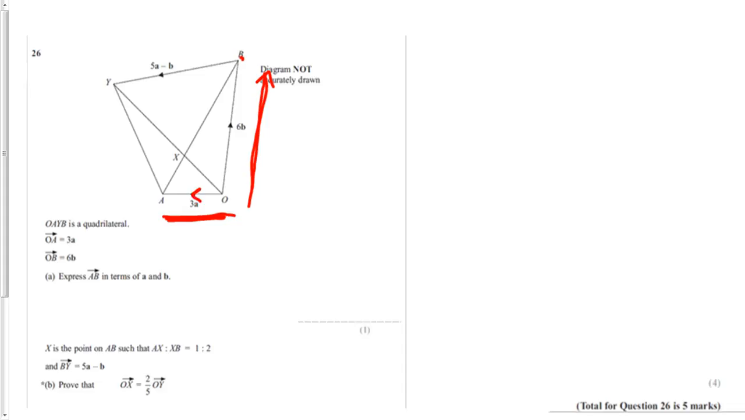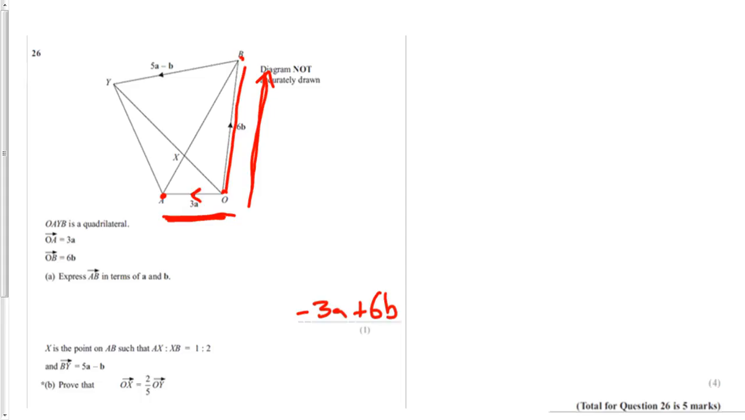So if we want to go the opposite way, if we're going to go from A to O, that's going to be minus 3A. Then we've got to go along the direction of this road up here. So it's going to be plus 6B. So minus 3A plus 6B gets our first mark. And even if we just get the 1 mark there, it's certainly better than getting no marks.